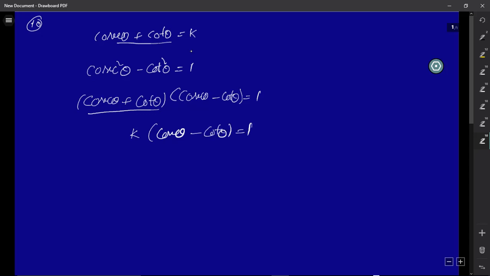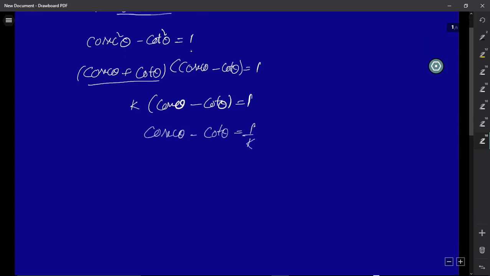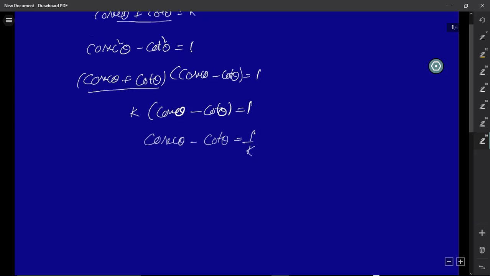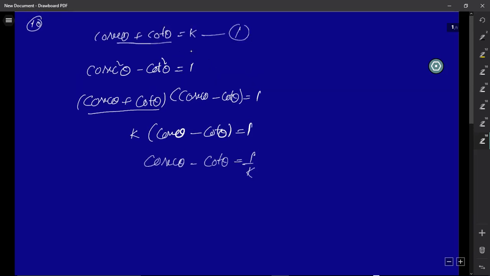Everything else I'm writing as it is. So cosecant theta, oh my god, my handwriting is too bad on this graphics tablet. In reality it is not actually. So cosecant theta minus cot theta is 1 by k. So I have these two equations here. Cosecant theta plus cot theta was given as k, and I got cosecant theta minus cot theta as 1 by k. Now what we have to do is add these two equations first and then subtract these two equations. Once we add those two equations, second time we'll subtract those two equations.